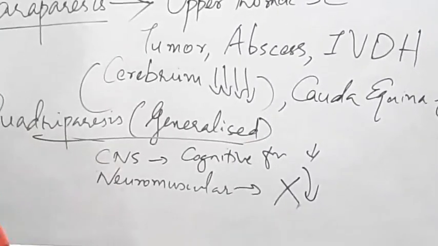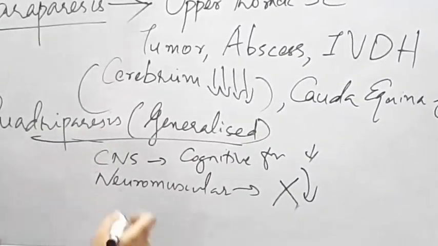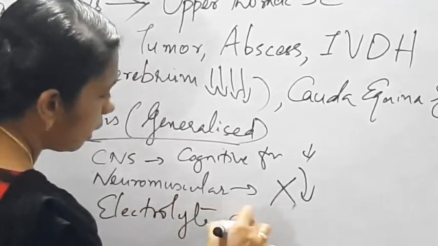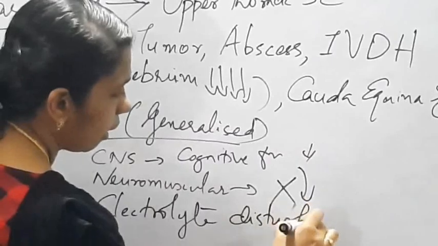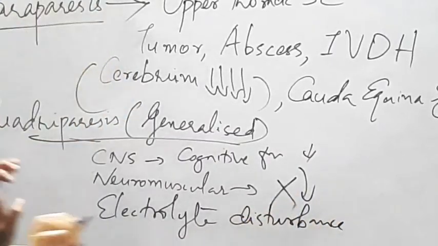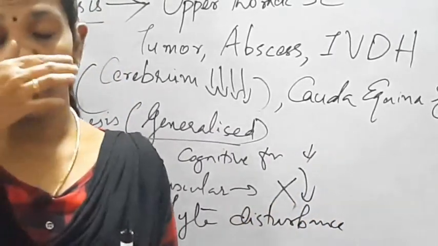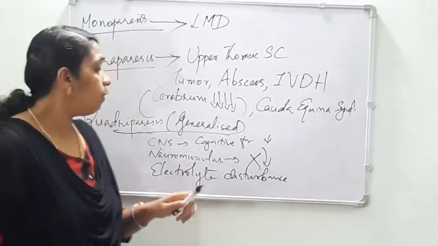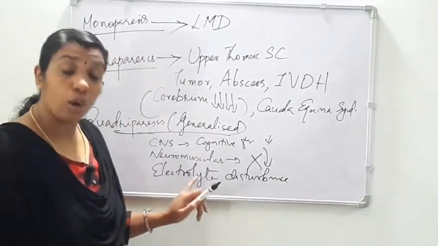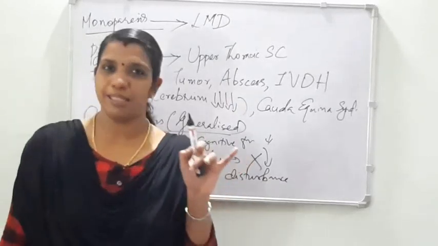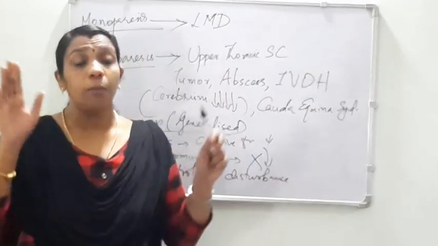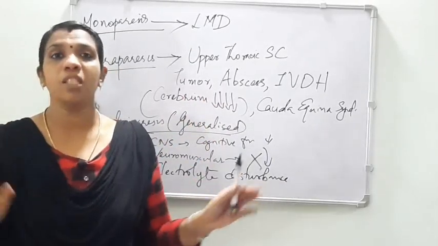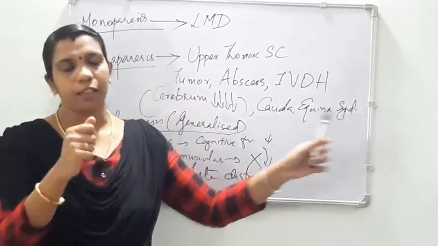And also the most important thing is, when a patient presents with quadriparesis, meaning reduced, mild or moderate weakness, you should go for the electrolyte disturbance of the patient. You should check the electrolyte balance, the serum electrolytes in that particular patient. When there is some electrolyte disturbance, it also leads to quadriparesis. You understand? So these are the most important types of weakness we should differentiate when a patient presents with weakness in front of you.